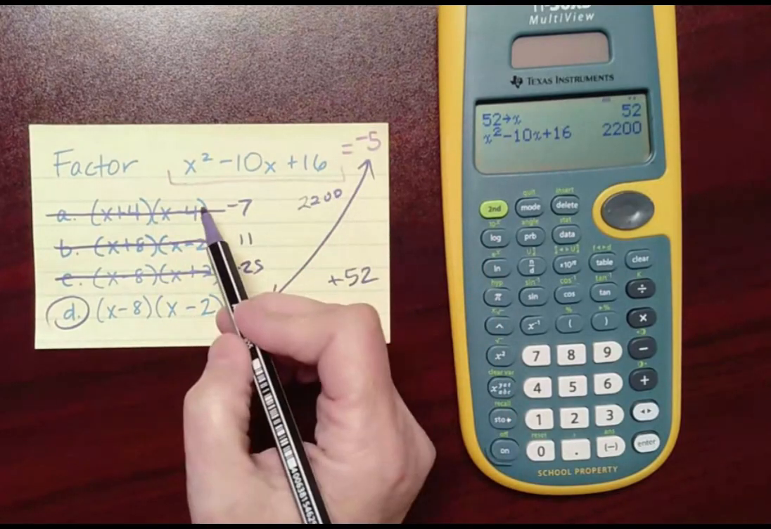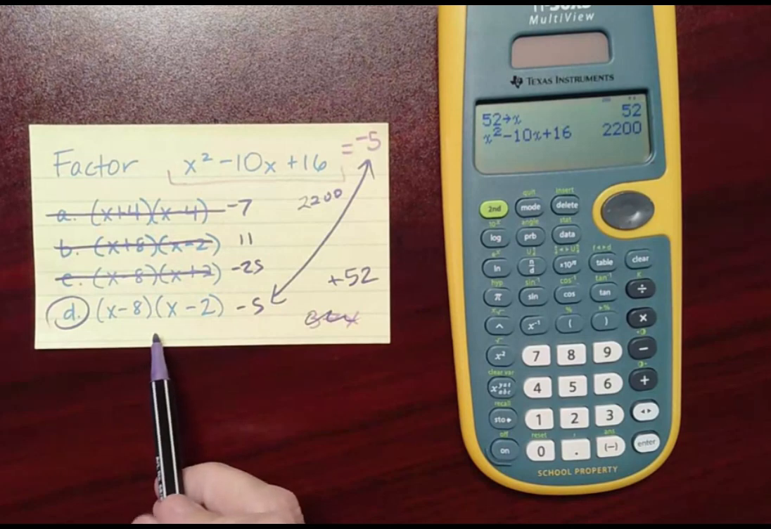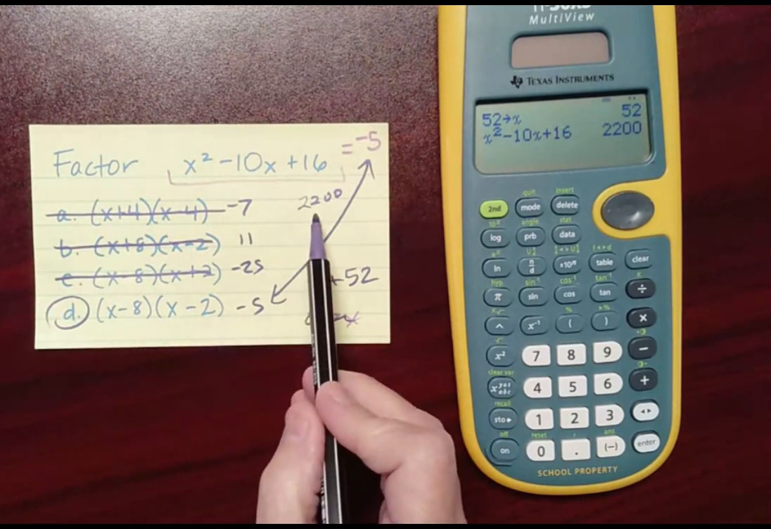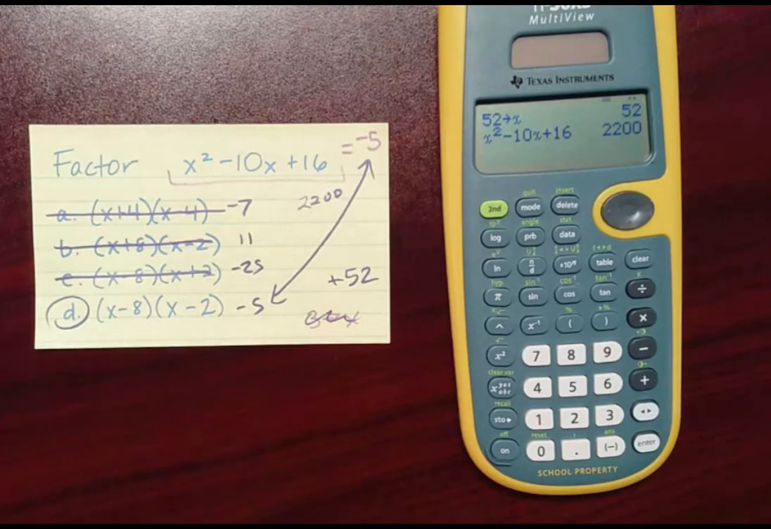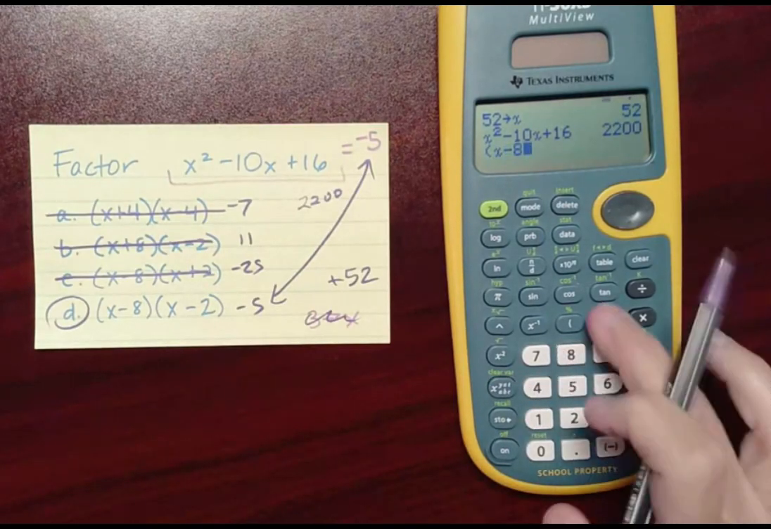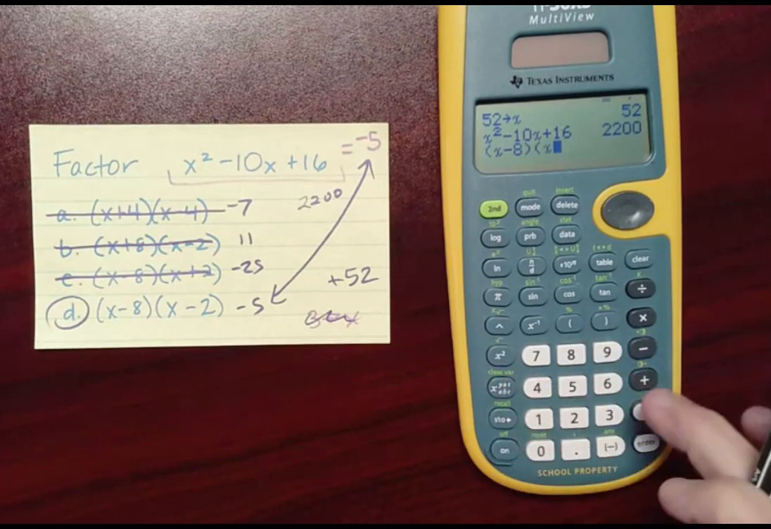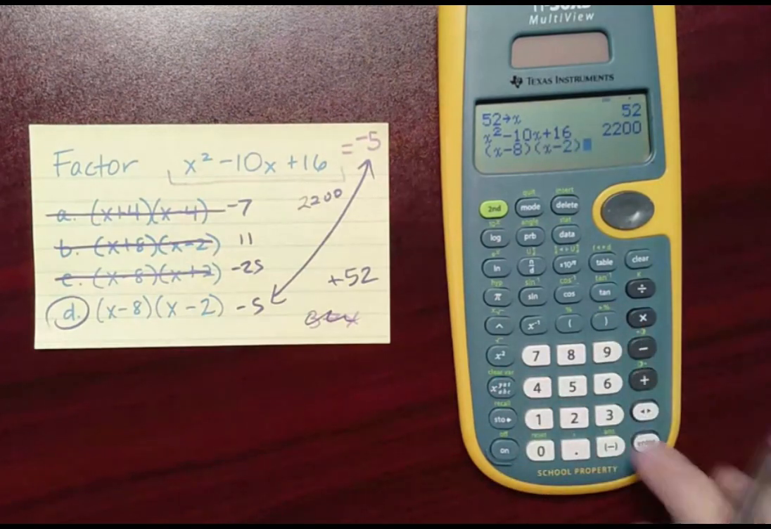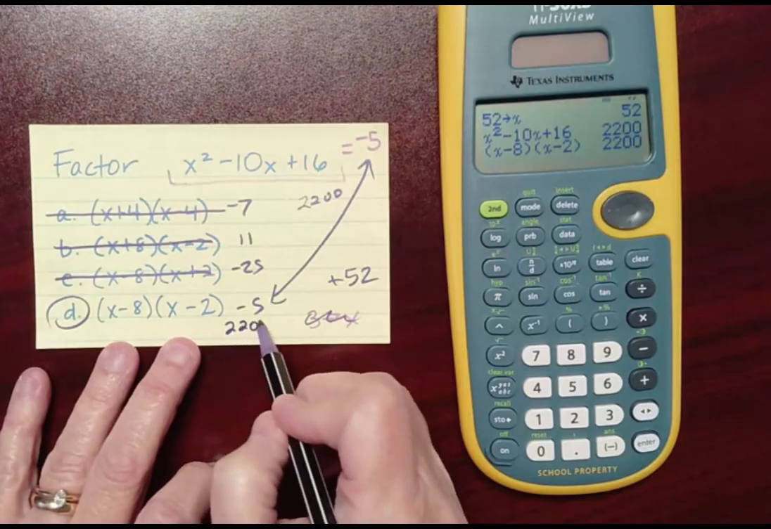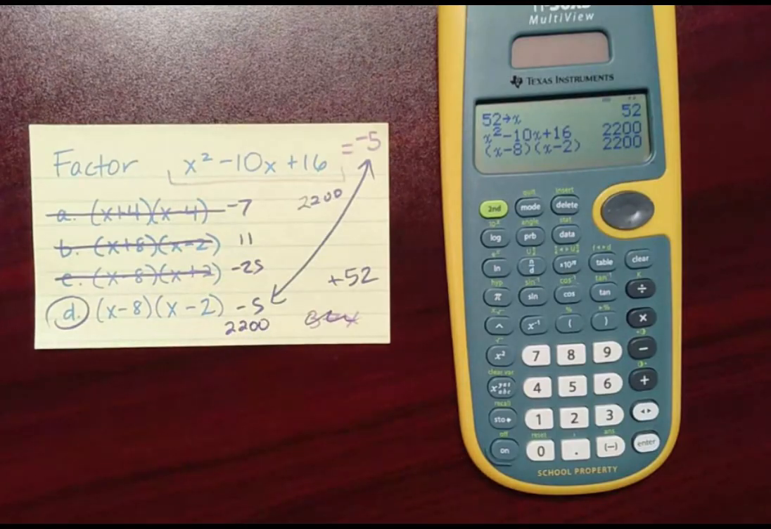Now, I don't have to type in all these answers because I know this is the right one. But when I type in answer choice D, I'm going to get the same number that I got for my problem. Parentheses, x minus 8, and parentheses, x minus 2. And there it is. We have the same number. So you can see it doesn't really matter what number you use for x. Pick a number, use the same one.